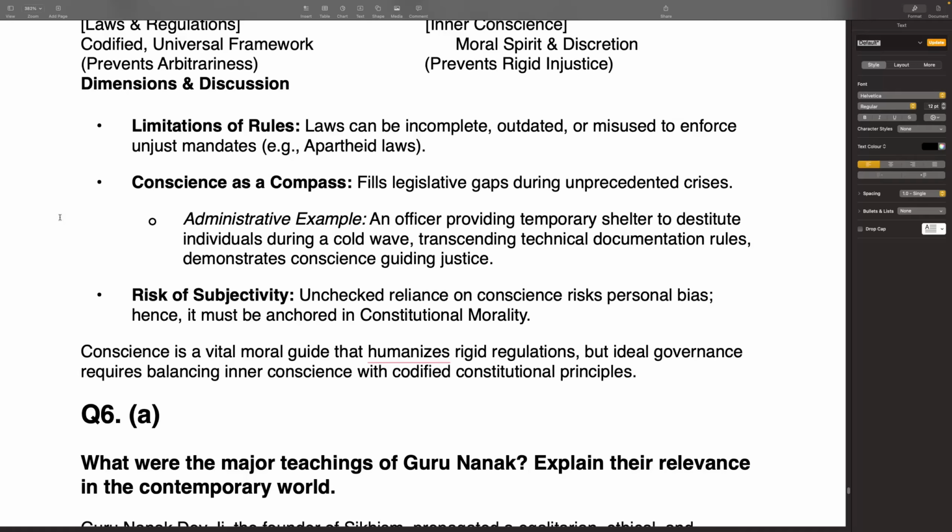Unchecked reliance on conscience risks personal bias. Hence, it must be anchored in constitutional morality. Conscience is a vital moral guide that humanizes rigid regulations, but ideal governance requires balancing inner conscience with codified constitutional principles.